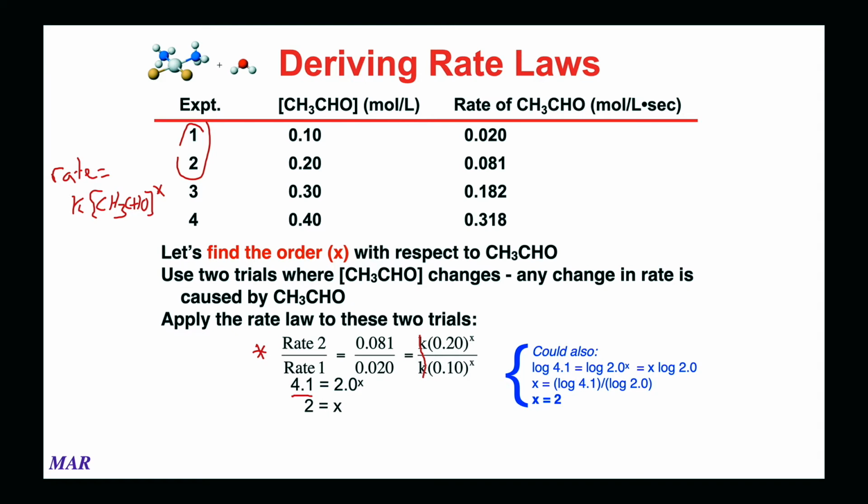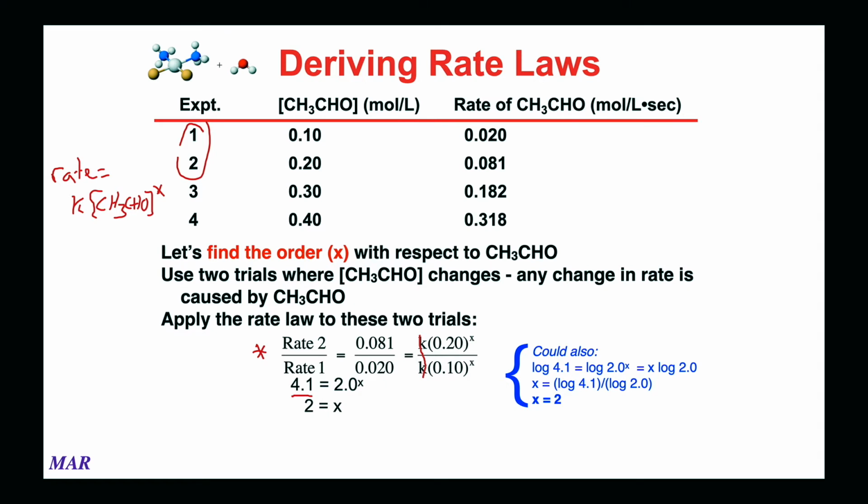So 0.2 divided by 0.1 is 2 to the X. So 2.0 to the X equals 4.1. And remember, X can only be 0, 1, or 2. So let's go through what would happen if X was 0 first. Well, if X was 0, anything to the 0 power is 1. So if you had 2.0 equals 1 for rate 2 over rate 1, we'd say that X was 0. But obviously, the rate 2 over rate 1 is not 1, so this is not a zero-order reactant.